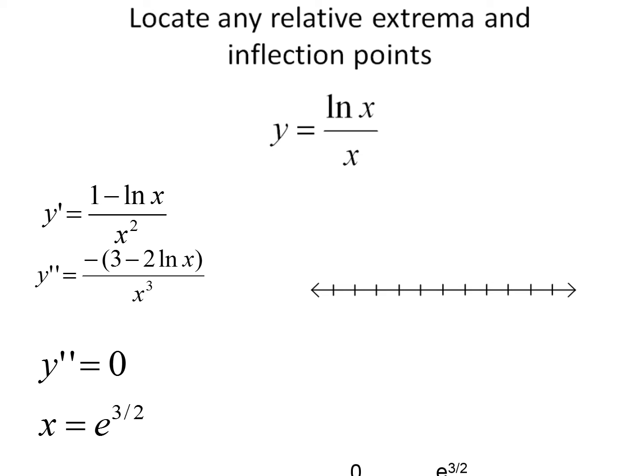Then once again, I'm going to set up a sign chart. And I see that this function is concave down from 0 to e to the 3/2, and it's concave up from e to the 3/2 to infinity. And e to the 3/2 is my point of inflection. And again, I evaluated the original function at e to the 3/2 to get the y-coordinate.